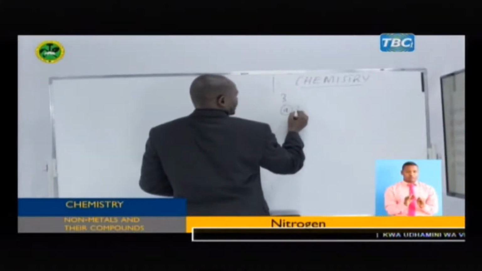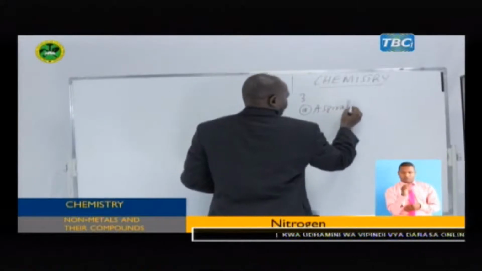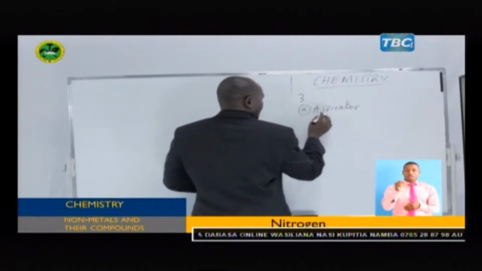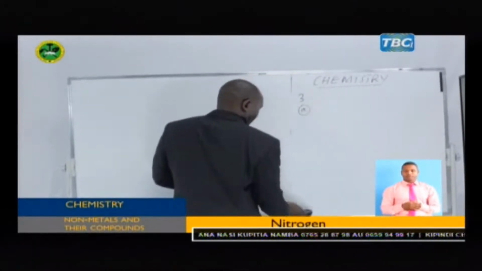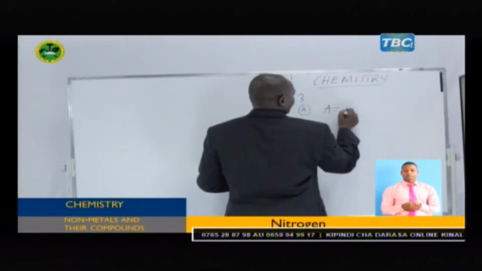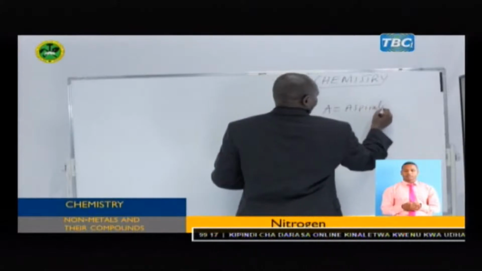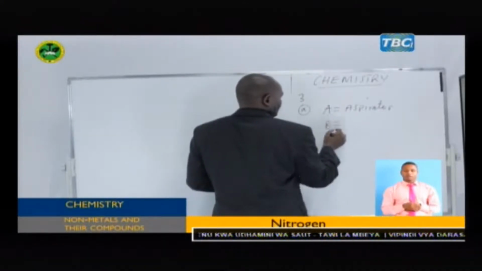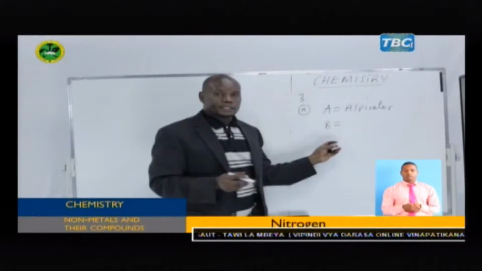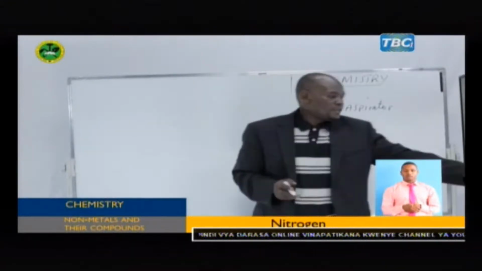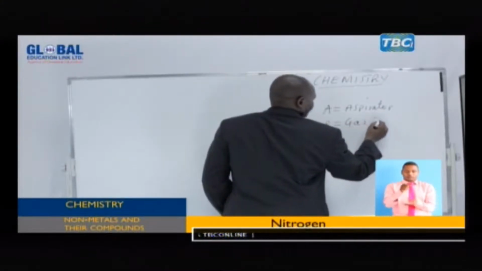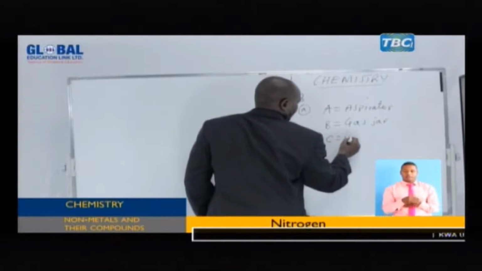A stands for aspirator. That vessel is known as aspirator, and the B stands for, let us go back to our diagram. This B here stands for gas jar, and the C stands for water.